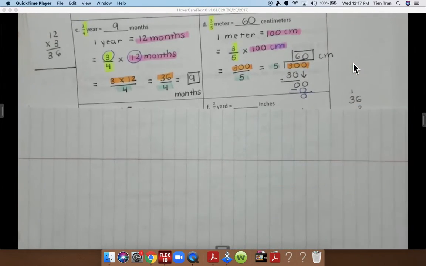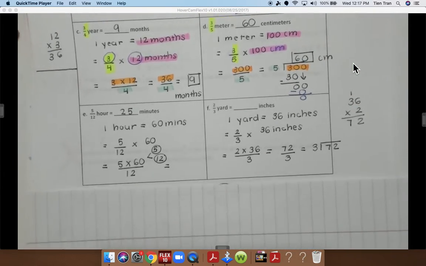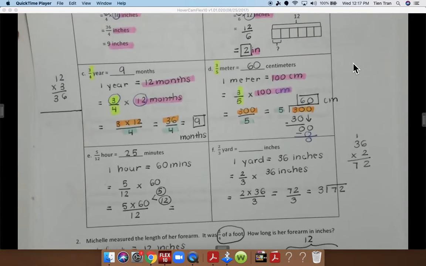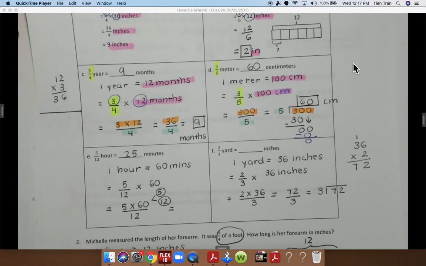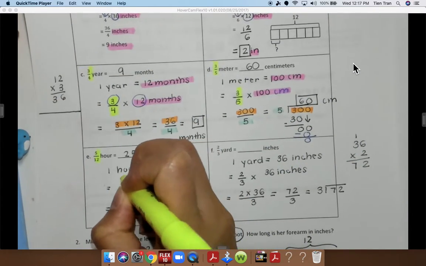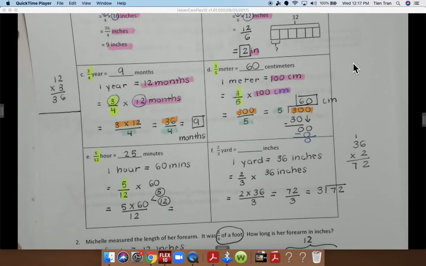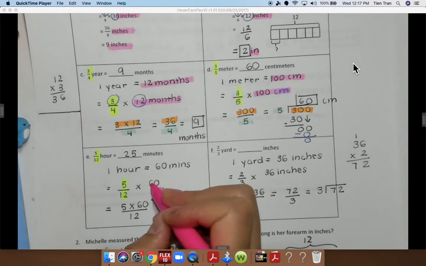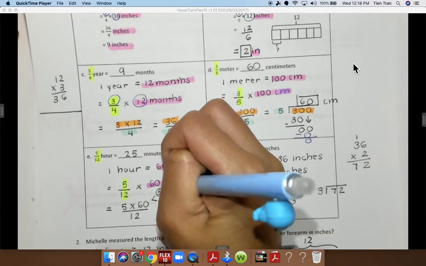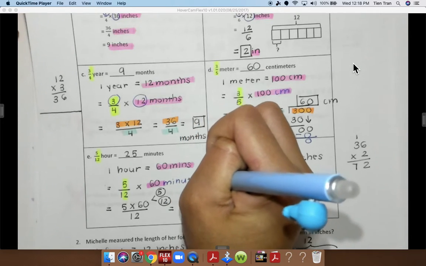Moving on to the next problem, we have problem E. For problem E, we have 5/12 of an hour is equal to how many minutes? So we are converting hours to minutes. We know that 1 hour is equal to 60 minutes. So we're going to multiply 5 times 60 minutes.